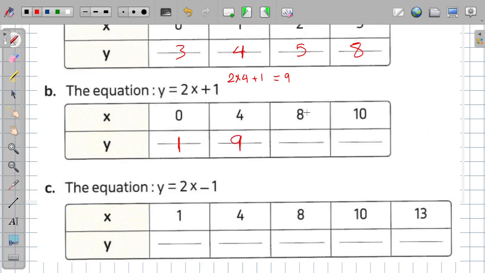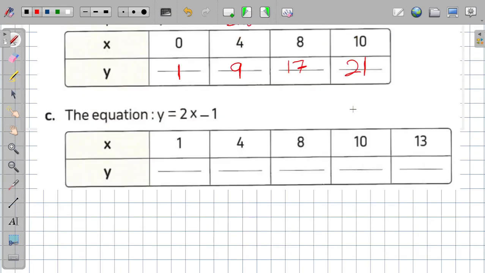Next, I have x equals 8. So I have 2 times 8 plus 1. 2 times 8 is 16. 16 plus 1 is 17. So the value here is 17. Next, I have x equals 10. So I can say 2 times 10 plus 1. 2 times 10 is 20. 20 plus 1 is 21. So the value of y here is 21.